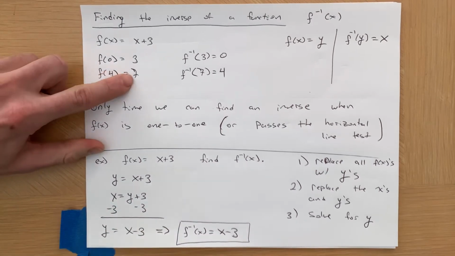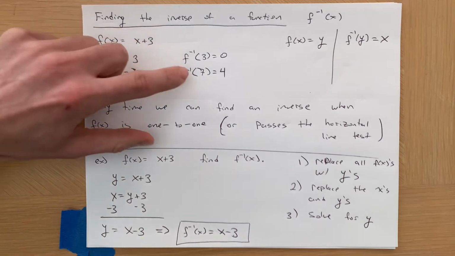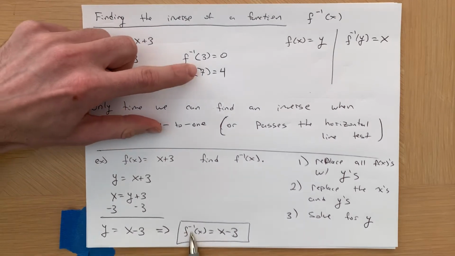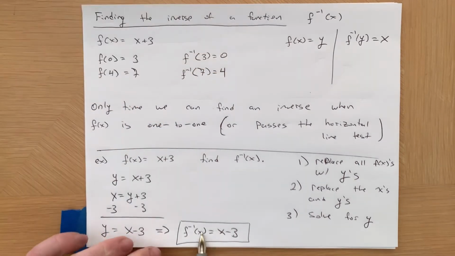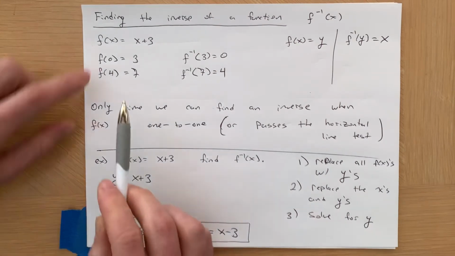Up here, we had f of 4 was 7. You plug in 4, you get 7. Okay, so that means if we took our f inverse function and plugged in 7, we needed to get 4. And if you plug 7 into here, you just get 7 minus 3, which is 4. So you see this function, this is the same thing.